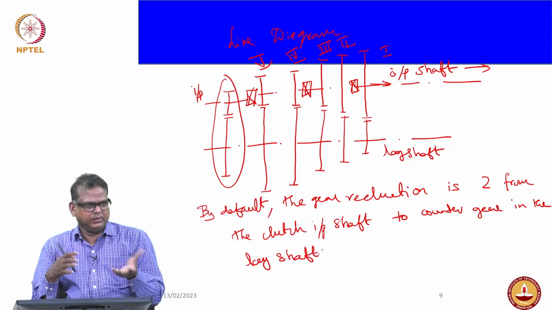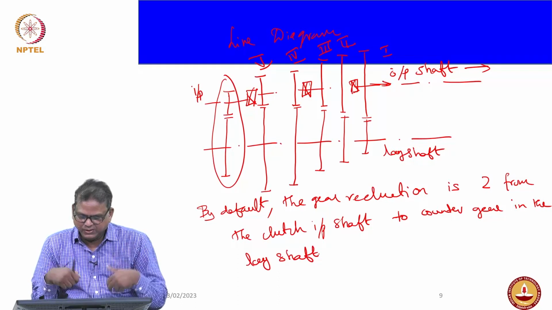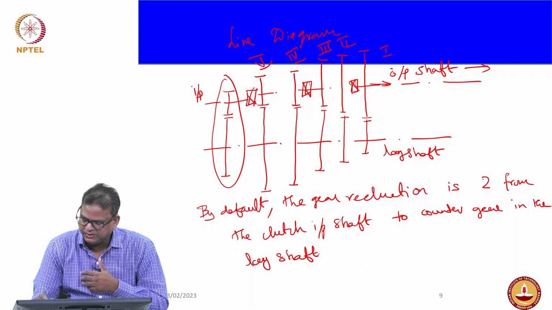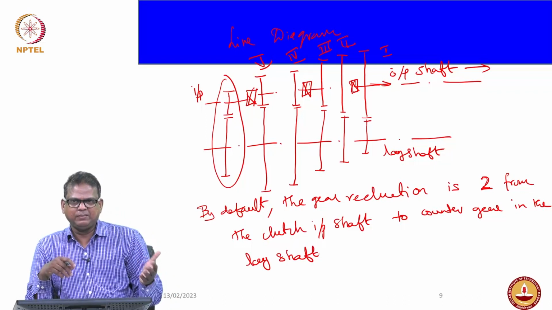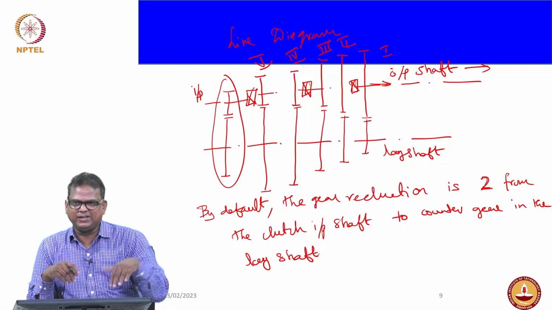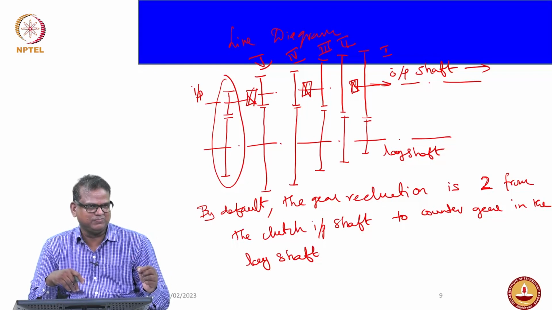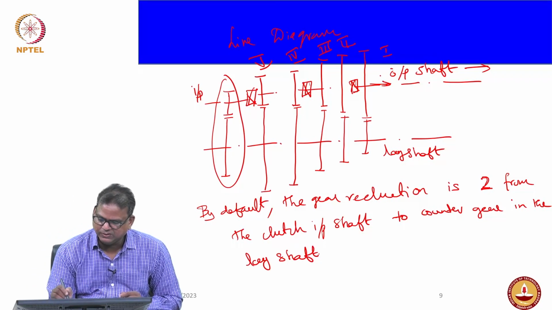That information is not given to us in the problem. If it's not given, usually we make it half of the speed, so we take a gear ratio of 2. So we have completed the ray diagram for the gearbox. The next step is to find out the gear ratio between all the gears.